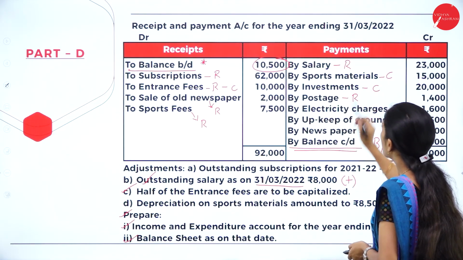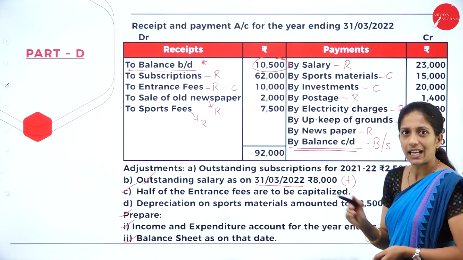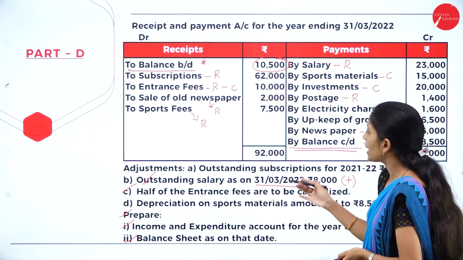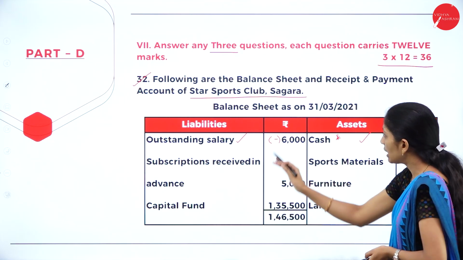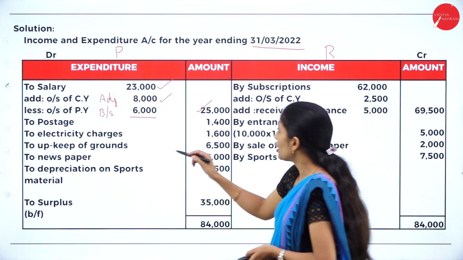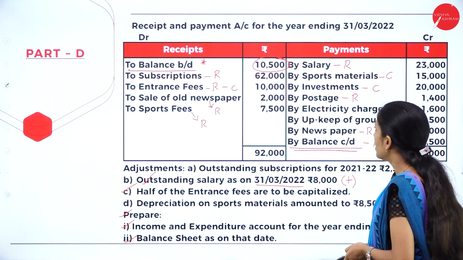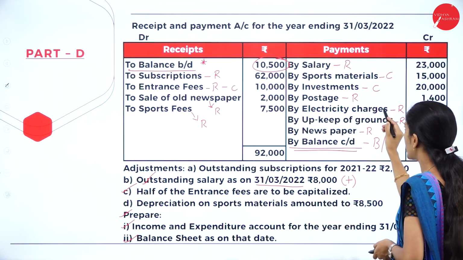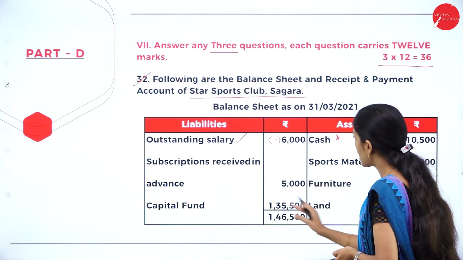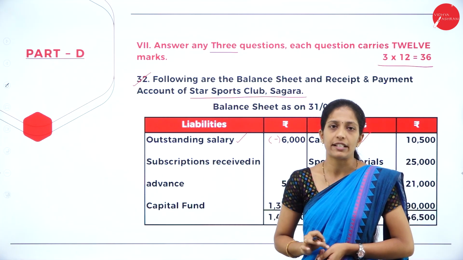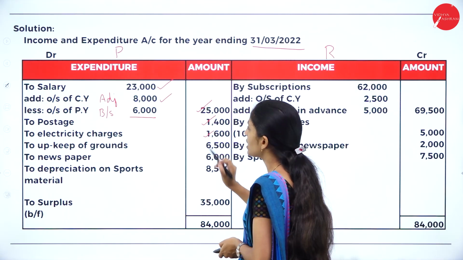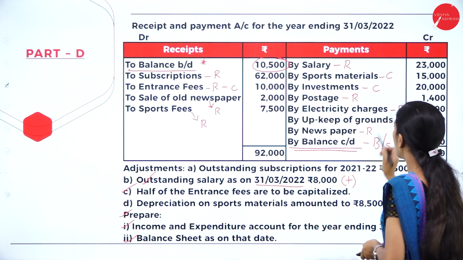Next one is sports material, capital item. Investment, capital item. This comes under the balance sheet. Next we have postage. Any adjustment relating to postage? There is no adjustment. In the same way, anything relating to postage in the opening balance sheet? Nothing. So write directly. To postage 1,400. Next one, we have electricity charges, revenue item. Any adjustment relating to electricity charges? There is no adjustment. In the same way, in the opening balance sheet, we have nothing relating to electricity charges. So directly you will write: to electricity charges 1,600. Next one is to upkeep of grounds, revenue item.